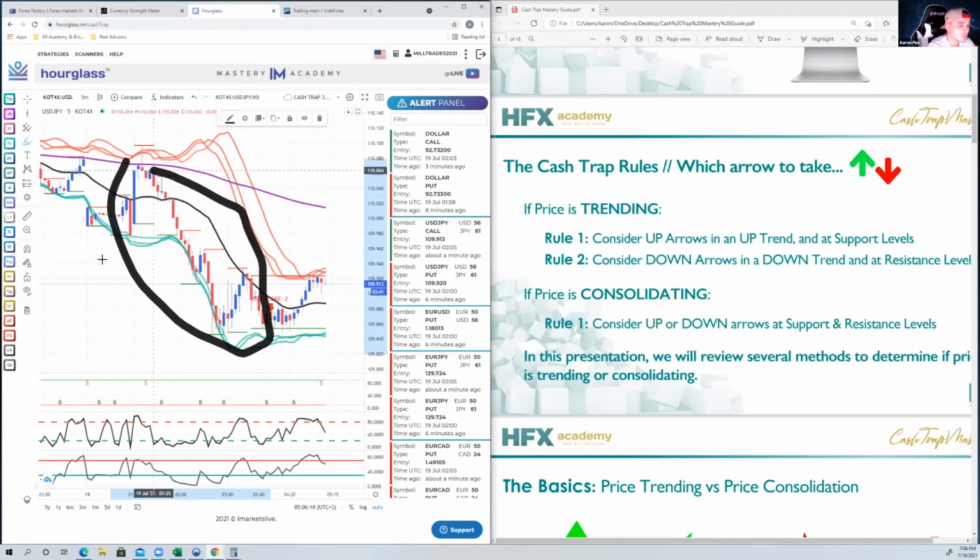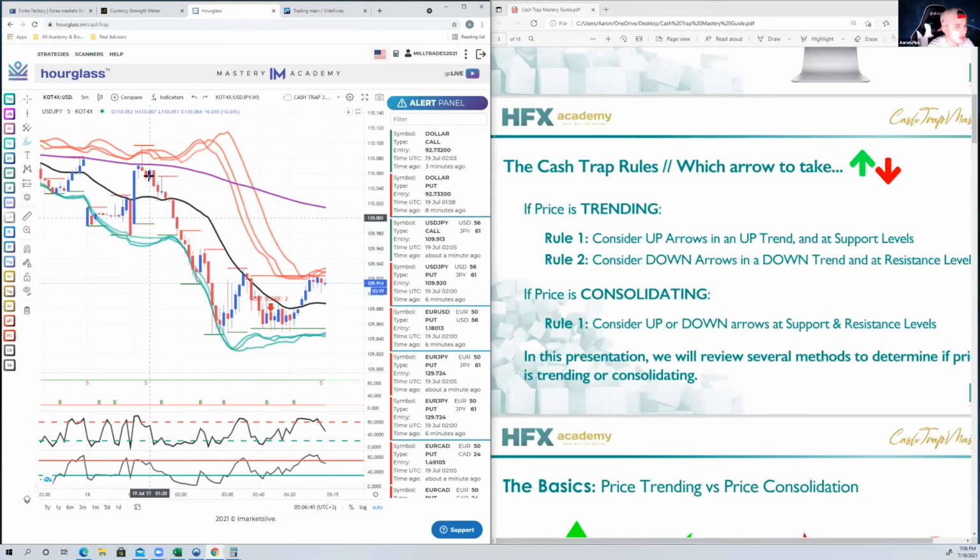Now, in a downtrend, rule 2: consider down arrows in a downtrend at resistance levels. So what are resistance levels? I already found the direction, now I just have to look for the resistance levels. One here, one here, one here, and one here. We have 1, 2, 3, 4, and then over here, 5. We have 5 resistance levels. The resistance levels are the red boxes. Remember, trending, rule 2: consider down arrows in a downtrend.